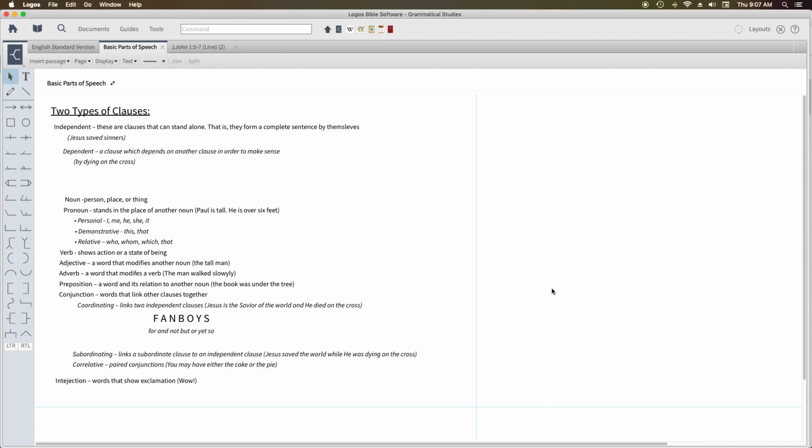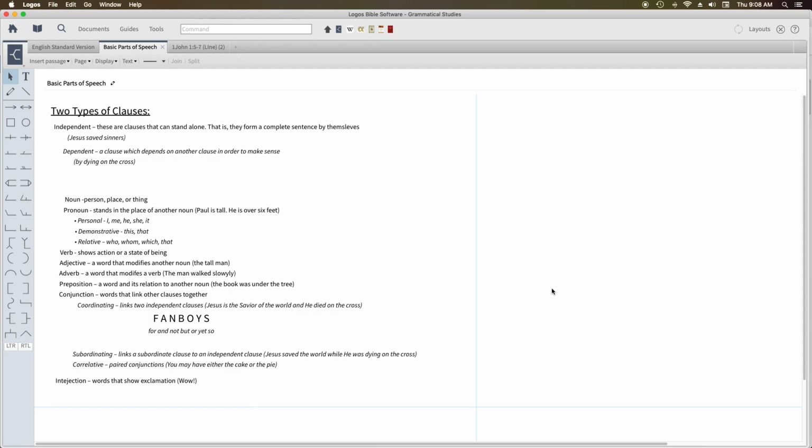They take that word and show its relationship to another noun. So you could say the book was under the tree, the book was on the table. So it's showing us a relationship between the book and the table. The book was in the chair. It's showing us the relationship between the book and the chair.